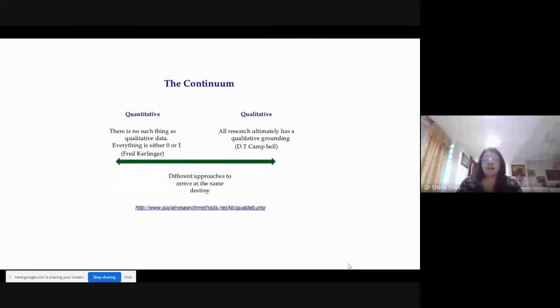I told you that we have 2 schools of thought, quantitative and qualitative. For quantitative, there is no such thing as qualitative data. They totally reject it. For the qualitative school of thought, they always say that all research ultimately has a qualitative grounding. You always go back to qualitative. Who said that? Fred said qualitative, and quantitative was told by Campbell. Different approaches, but you arrive at the same destination.